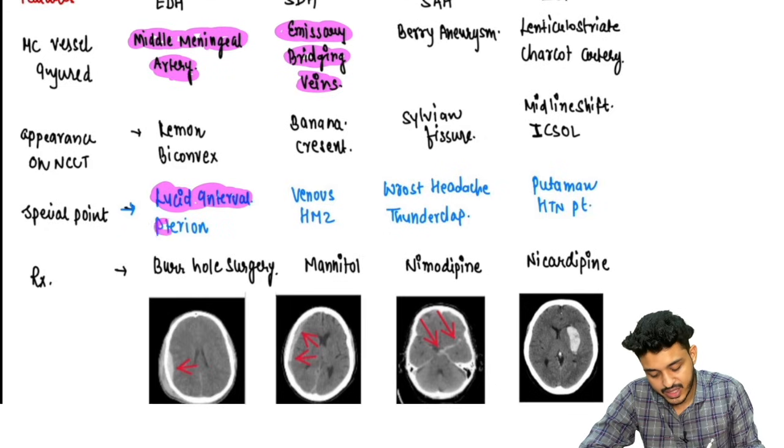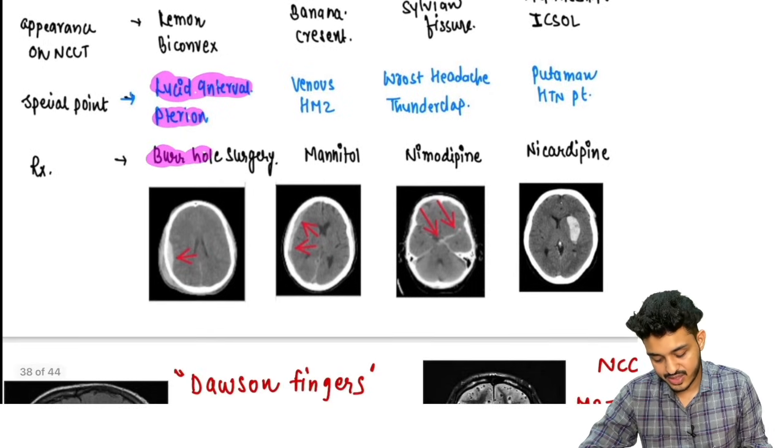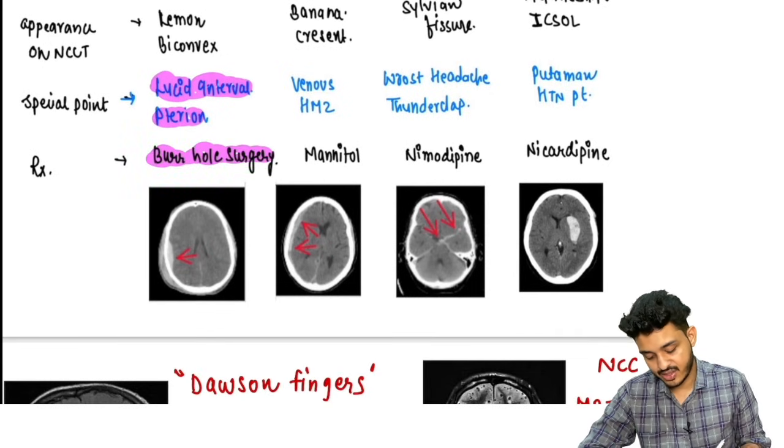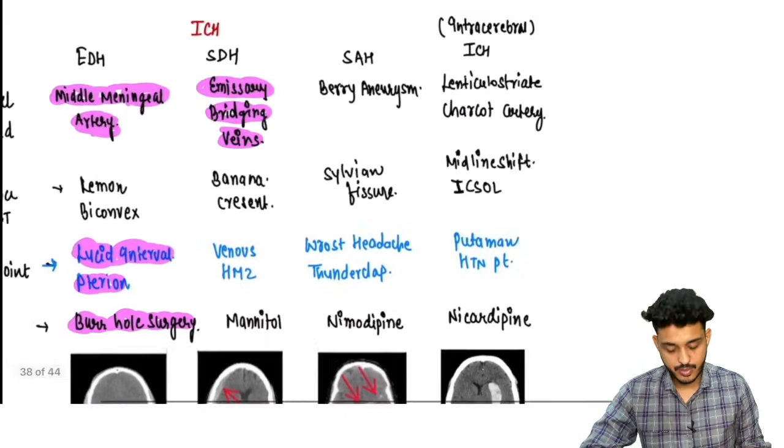The site will be pterion, and you need to drain it with the help of burr hole surgery. You need to do the surgery. What is the name of the surgery we can do? This is burr hole surgery that we are going to do. You will be having this lemon shape opacity, lemon shape opacity.